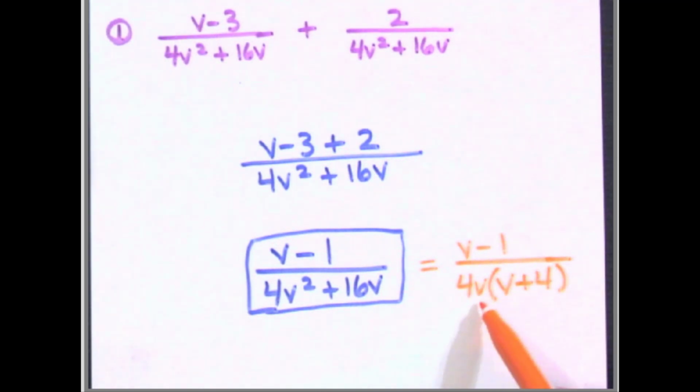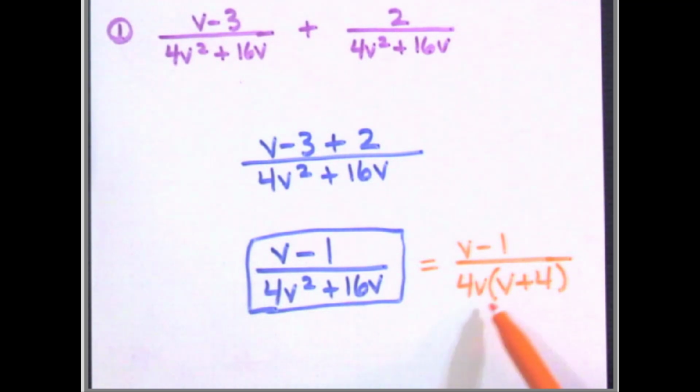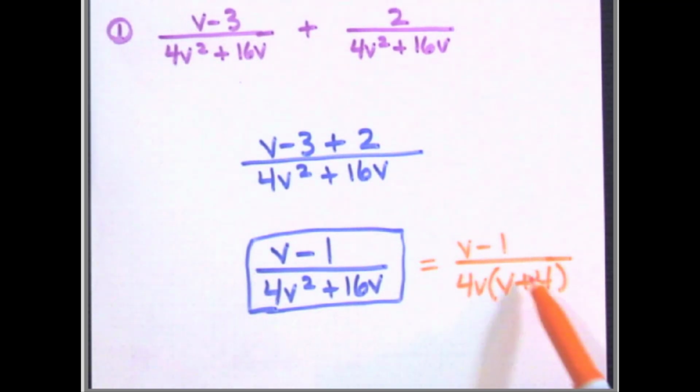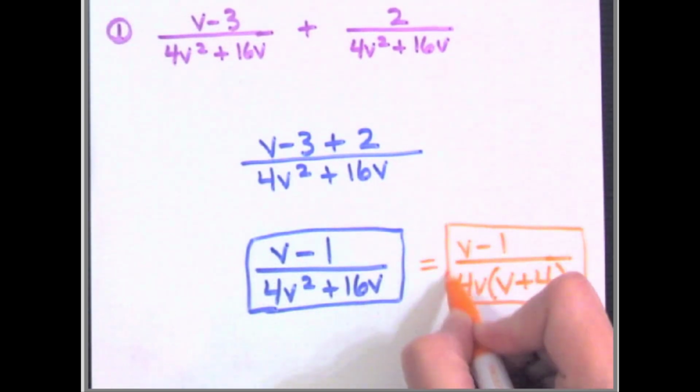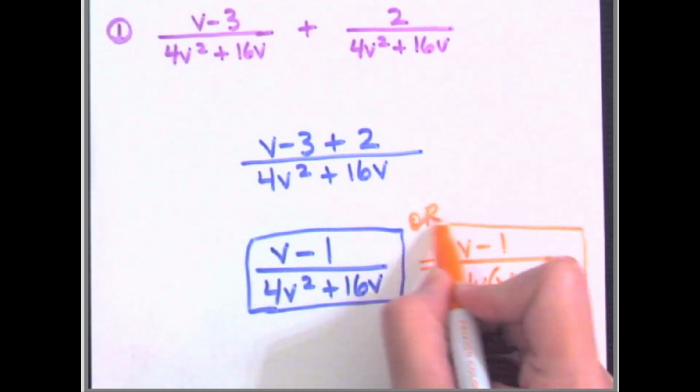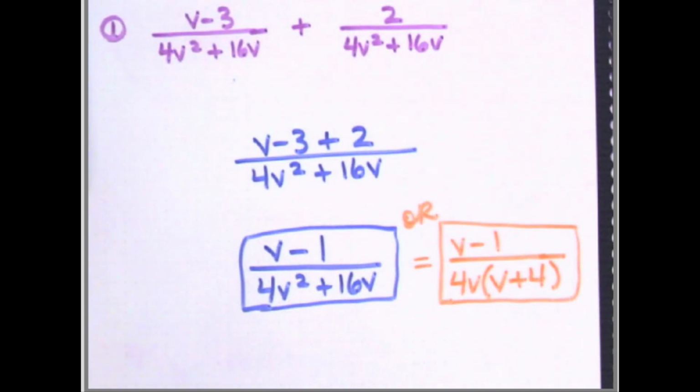And as you can see, if we plugged in 0, that would make us have a 0 in the denominator, which we can't do. That would be undefined. And then here, if we plug in negative 4, that would also give us 0. So either expression is a correct answer. And again, you might see it either way.